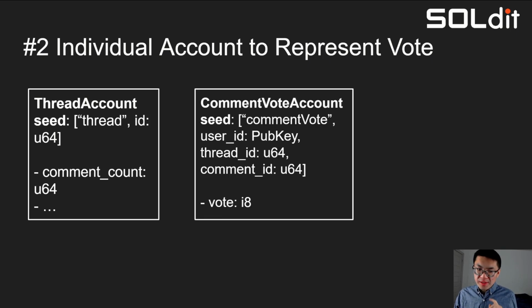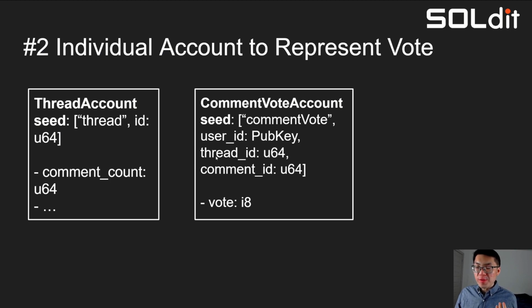And then from there, the new account that we want to add is this comment vote account. And how we represent or find this account is we have a seed of 4 variables. We have a static string, comment vote. We have the user's ID, pub, which is a pub key. This is important because then we can quickly check if a specific user has voted for a comment.